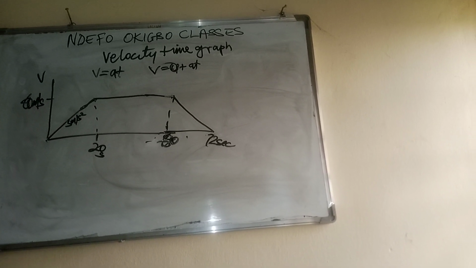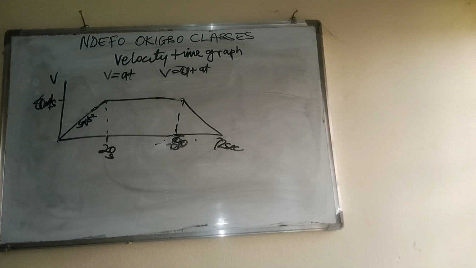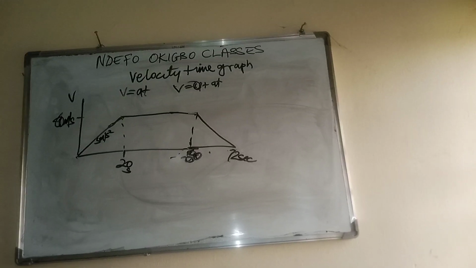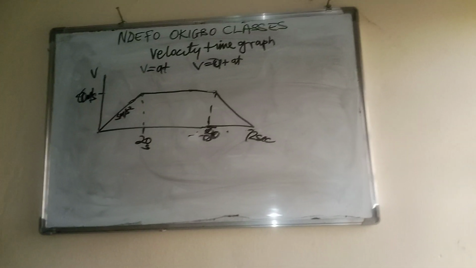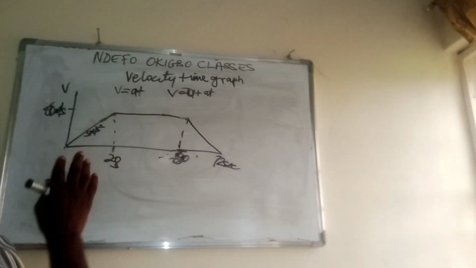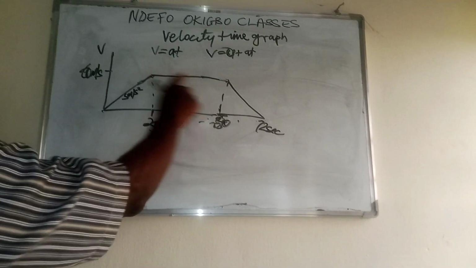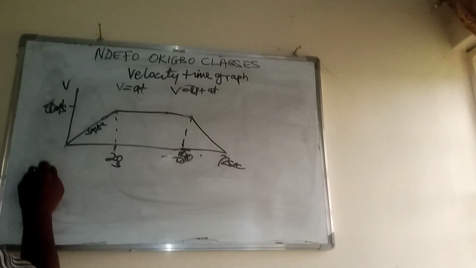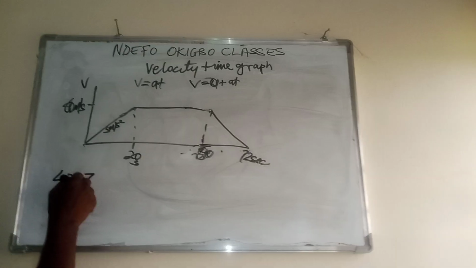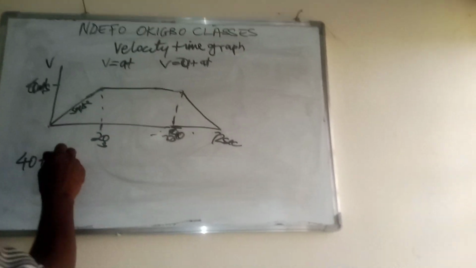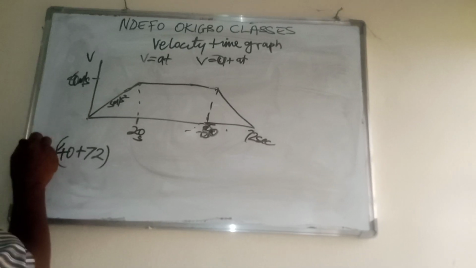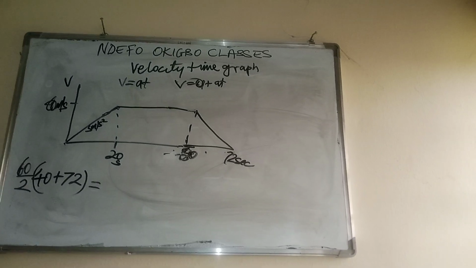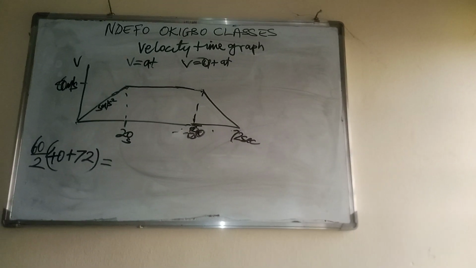Now the question says, find from the graph, calculate the distance traveled by the car and its deceleration. To get the distance traveled, it's simple: the area of this trapezium. The parallel sides are 40 and 72, the whole of this being 72. Area of a trapezium is the sum of parallel sides times the height, which in this case is 60, over 2. Very simple. That gives you the total distance traveled.